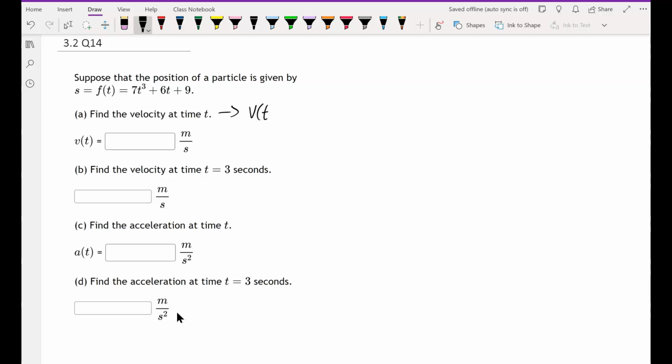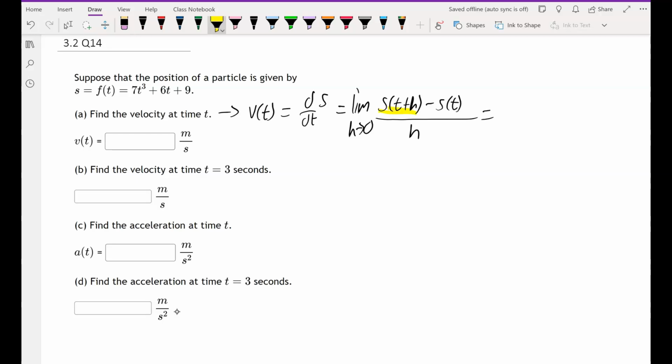This is called v of t, which is often known as the derivative with respect to time of the position, which we often denote by s. And so this is just the limit as h approaches 0 of s at t plus h minus s at t, all over h. Okay, and so this first part is obtained by getting this equation here and plugging in t plus h.